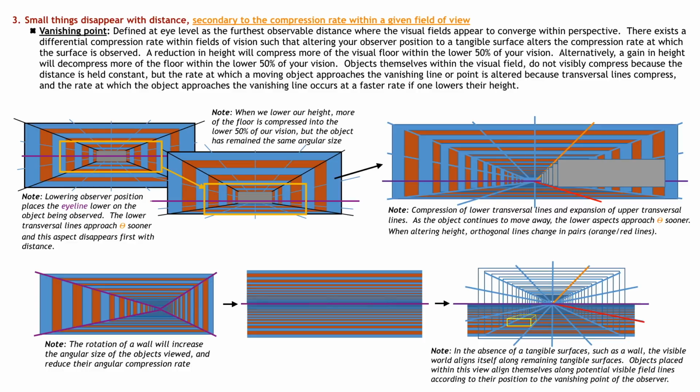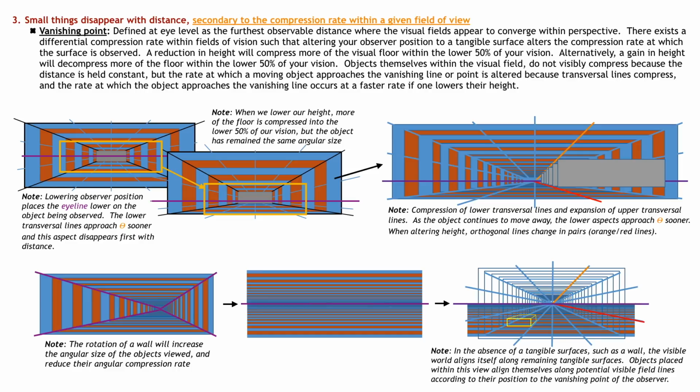And this occurs in pairs. So the orthogonal lines pair to one another within a floor such that as I compress one, I expand the other. The lower diagrams are just showing how perspective occurs when we rotate the walls away from us and we come to a horizon or horizontal vanishing line.